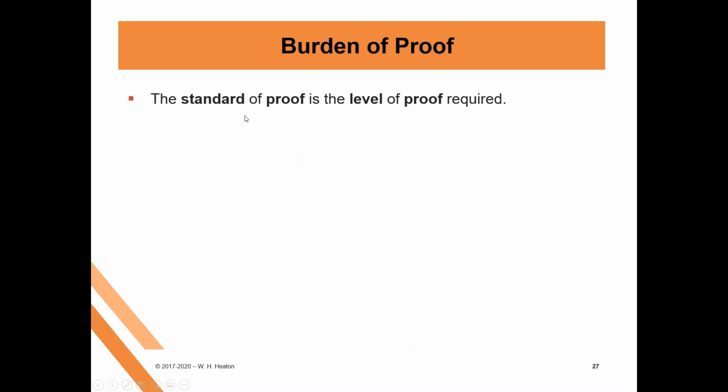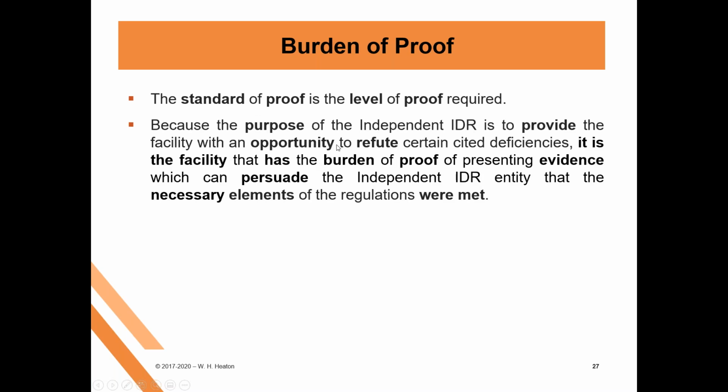The burden of proof. The standard of proof is the level of proof required because the purpose of the independent IDR is to provide the facility with an opportunity to refute certain cited deficiencies. It is the facility that has the burden of proof of presenting evidence which can persuade the independent IDR that the necessary elements of the regulation were met. It's the burden of the facility. I'll give you an example. The issue with the F884 CDC citation for reporting weekly information. Even though the facility has done everything in its power to submit it correctly, and it's not being accepted through the CDC portal.